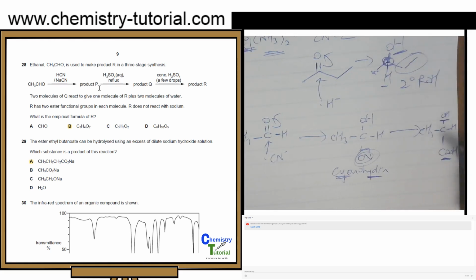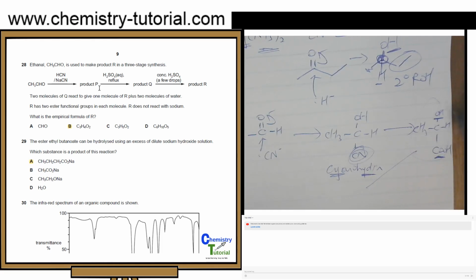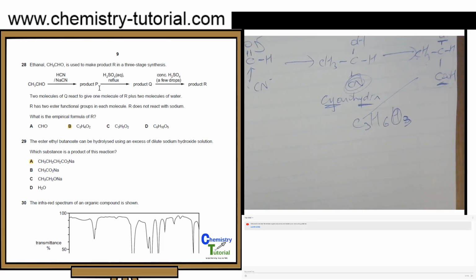So let's look at the chemical formula of this particular species, product Q. So we have carbon 1, 2, 3, so we have 3 carbons. How many H do we have? 3, 4, 5, 6. 6 H. O, 1, 2, 3. Sorry, let me check again. How many O's? We have 3 O's. So C3H6O3. This is what we have.